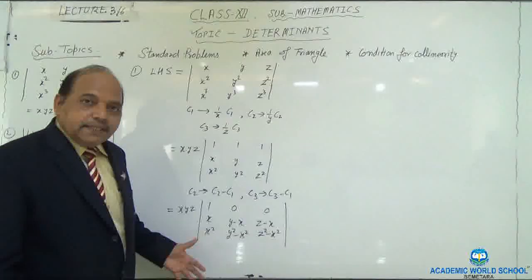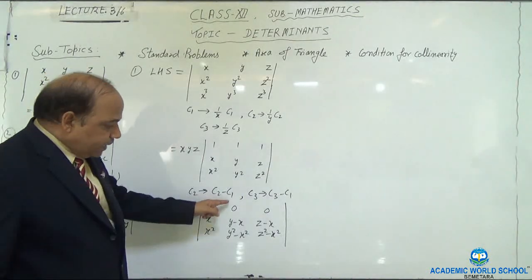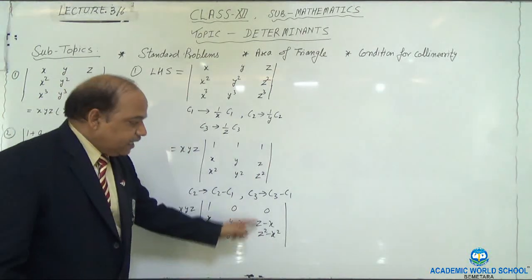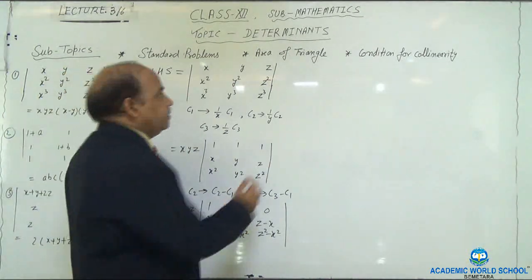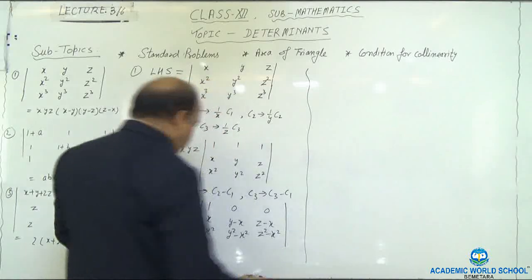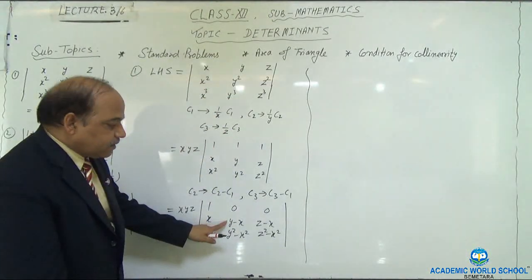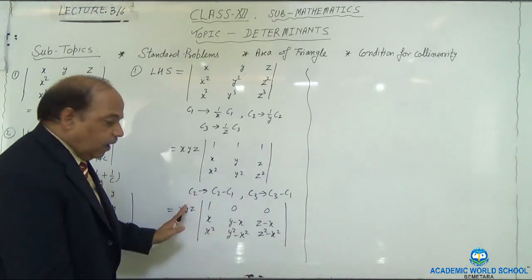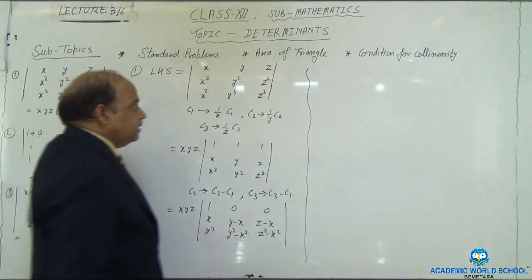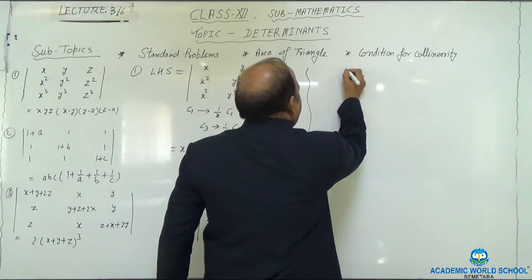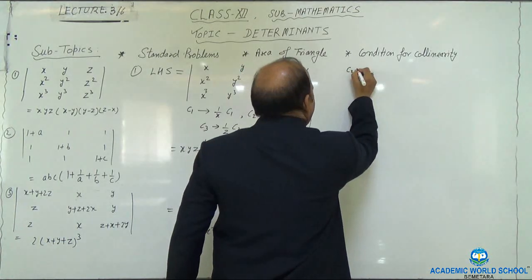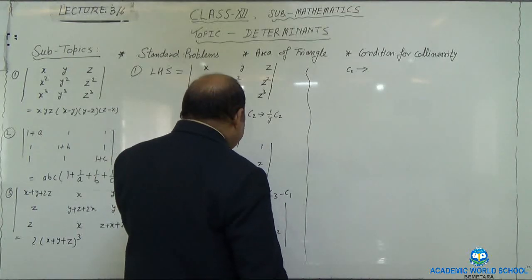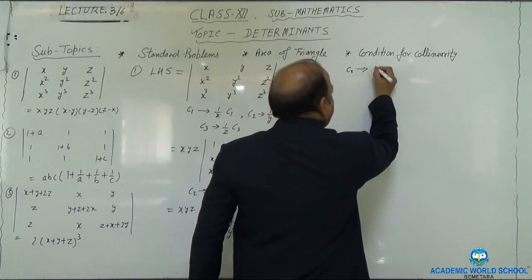Look further. Is there something which is common? Look at this. In this, y minus x can be taken common. From here, z minus x can be taken common. So I am taking y minus x common from here and z minus x common from here. I am taking this outside. So now we are making the change in C2.